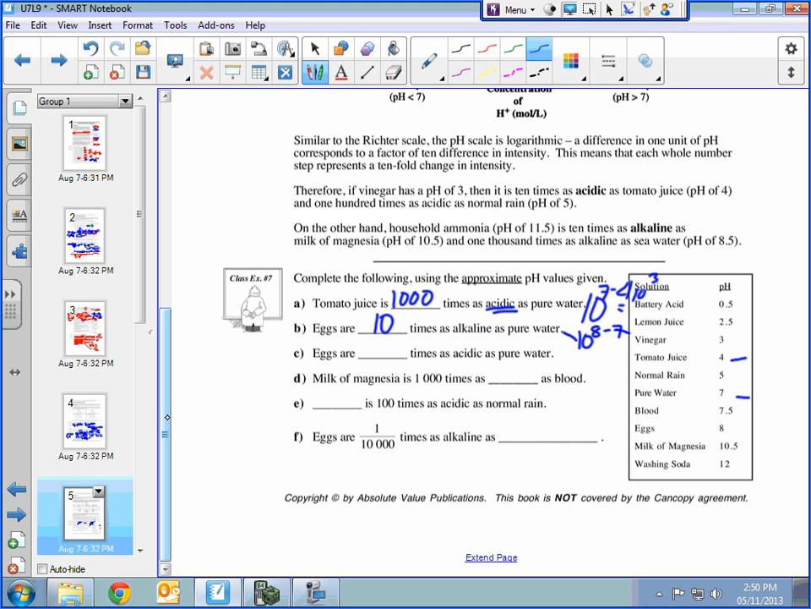Now you have eggs are how many times as acidic as pure water. So now it's the opposite, okay? These two are the same, except the only thing that's changing is these two words. So if I'm talking about acidity, I know that water is more acidic than eggs, so I put my water first. So this would be 10 to the 7 minus 8. You see the difference here? So this would just be 1 over 10.